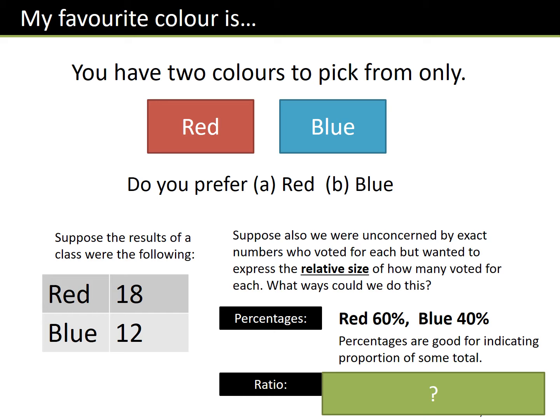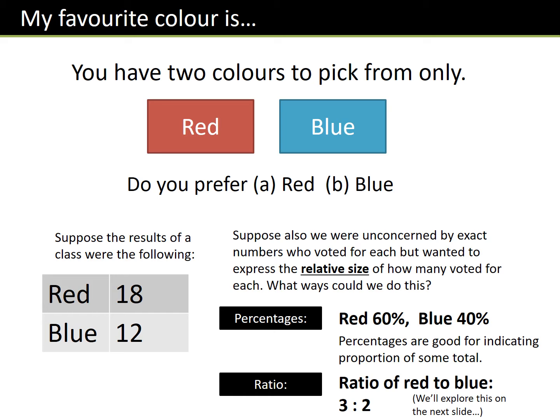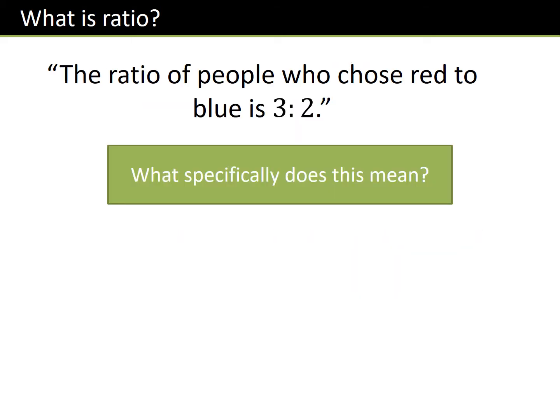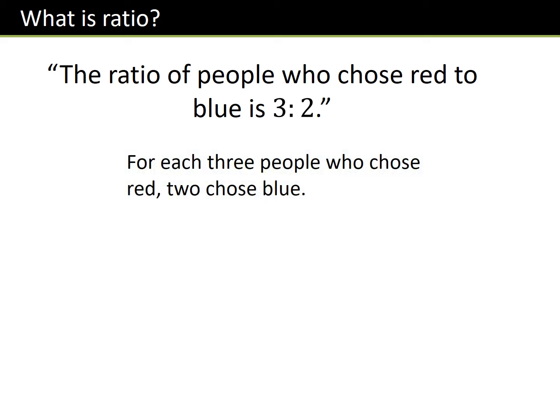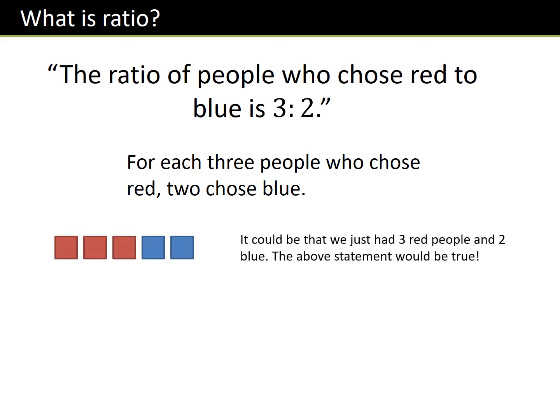But another way of doing it is to use a ratio. And the ratio of the red to blue, I would say, is 3 to 2. Those double dots mean 'to'. So what exactly have I said? The ratio of people who chose red to blue is 3 to 2. What do I mean? For each of the 3 people who chose red, 2 chose blue.